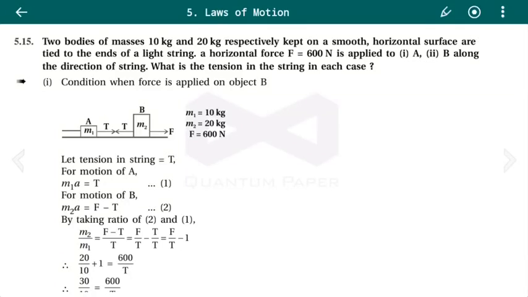Hello students, welcome to class 11 physics. In this video we are going to solve numericals of the textbook exercise of chapter 5, laws of motion.